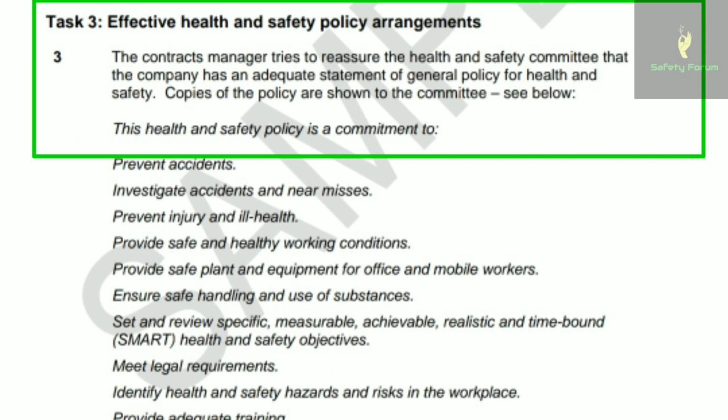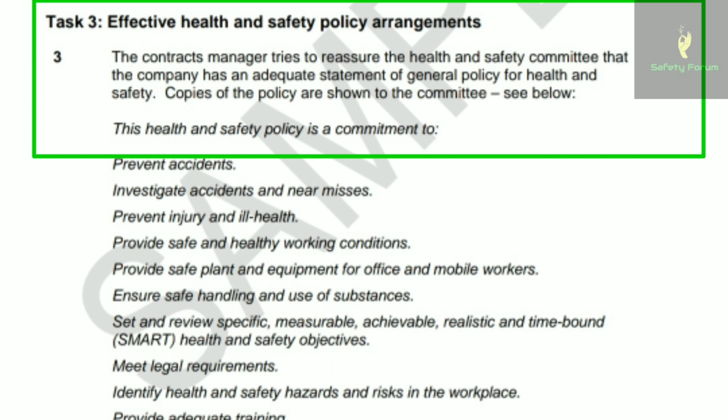So copies of this policy are shown to the committee. And what he is saying is the health and safety policy is committed to these points which are mentioned there. So based on the scenario only, comment on how effectively this policy has been implemented. How effective is this policy implemented? So here basically you have to mention to the safety committee whether this policy is implemented properly or not.